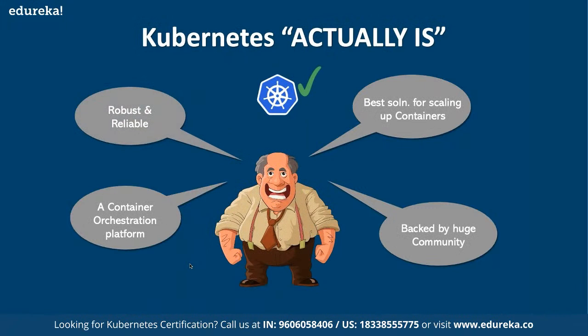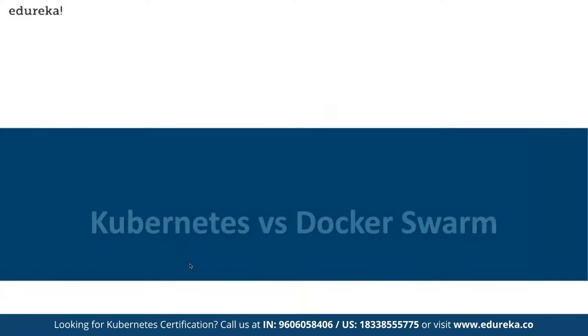And what Kubernetes actually is, is the best solution for scaling up containers. It is backed by a huge community, and it is a container orchestration platform. It is robust and reliable compared to its counterparts, especially when it comes to large-scale infrastructure. Though it is not easy to install, it is one of the most complicated systems to install on any platform, the complexities always surpass the advantage that we have in managing large-scale infrastructure using Kubernetes.